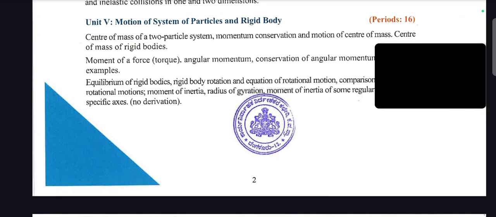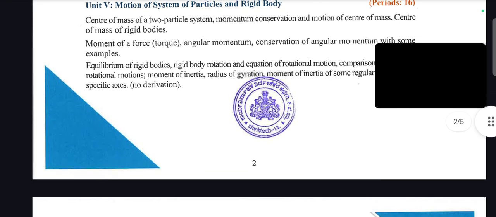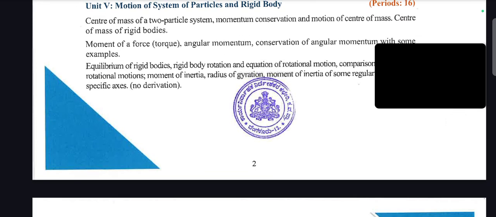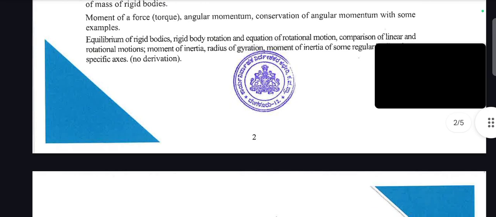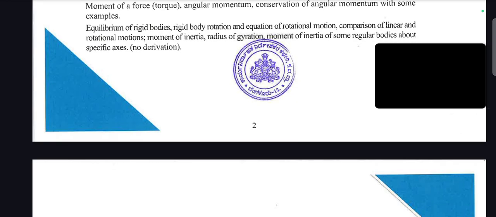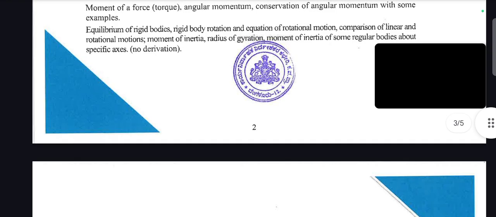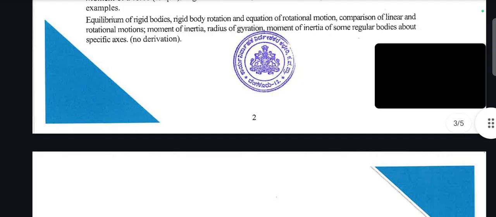In Unit 5, motion of system of particles and rigid body: center of mass of a two-particle system, momentum conservation and motion of center of mass, center of mass of rigid bodies, moment of a force, torque, angular momentum, conservation of angular momentum with some examples. Then equilibrium of rigid bodies, rigid body rotation and equations of rotational motion, comparison of linear and rotational motions, moment of inertia, radius of gyration, moment of inertia of some regular bodies about specific axes.